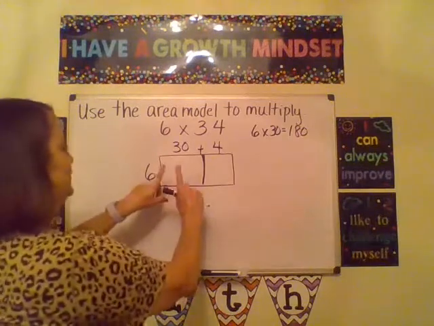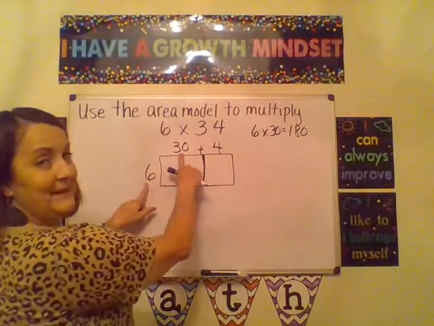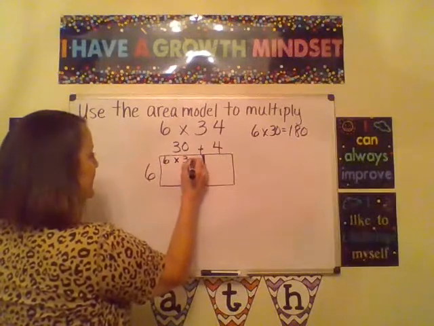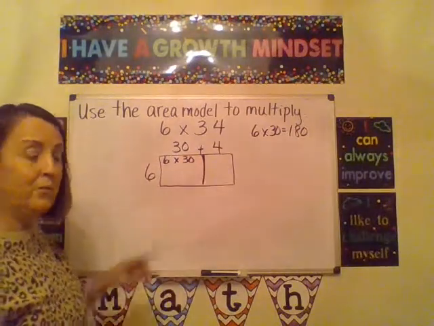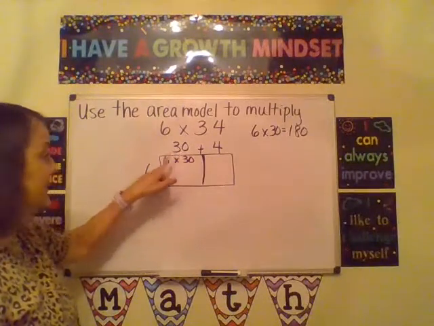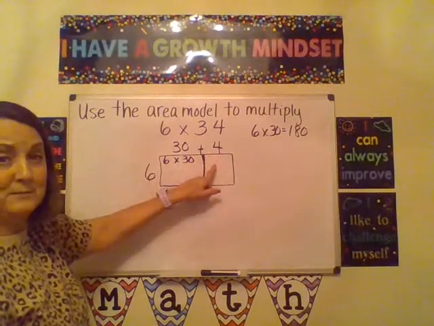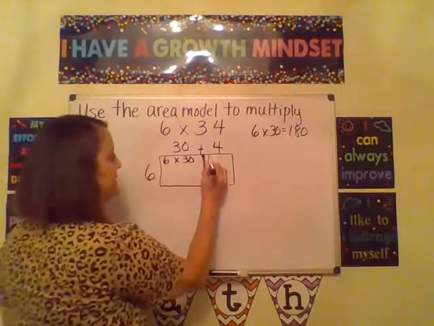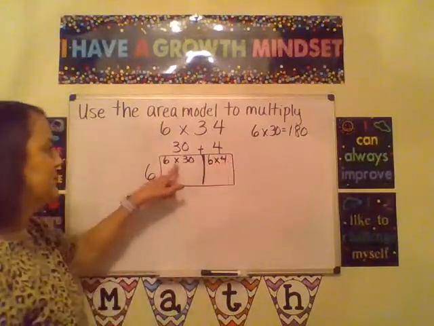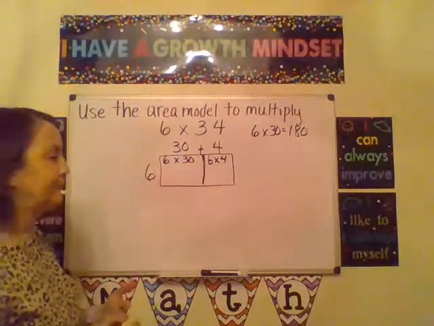I'm going to take my 2 pointers, and this one's going to go up, this one's going to go to the left, and inside we're going to write 6 times 30. Kind of like the distributive property, how we distributed this factor, we multiplied it times this one, and then we're going to distribute this factor and multiply it times this in this box. So in this rectangle, we're going to write 6 times 4. Always write this inside, please, so you don't forget your equation.